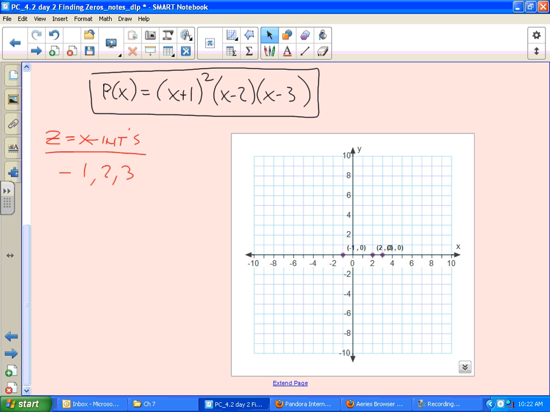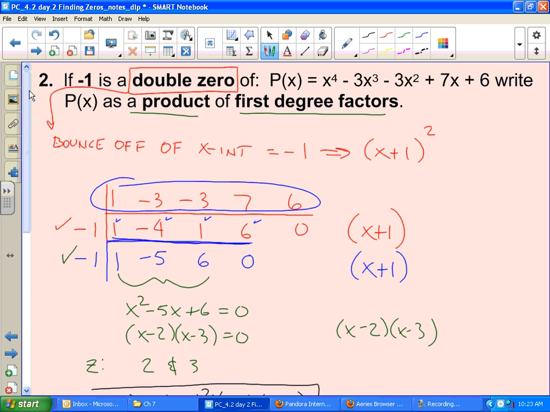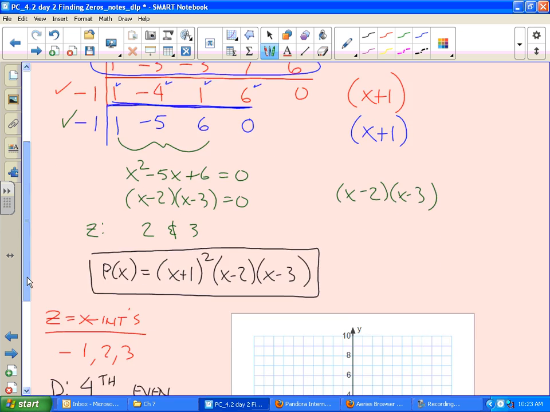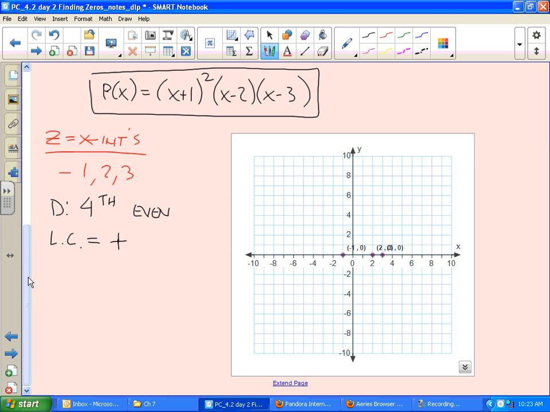I will be looking for shape, not exact values. What do I mean by shape? The degree is a 4, which means it's even. The leading coefficient is a... well, if I were to go back to the expanded form of this thing, what's my leading coefficient? It's a positive 1. It's right there. So my leading coefficient is positive. So hopefully what you know is that for even functions that have positive leading coefficients, they start up and they end up. It's going to be a W looking thing, exactly.